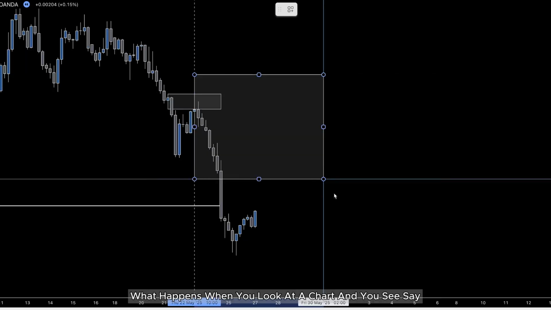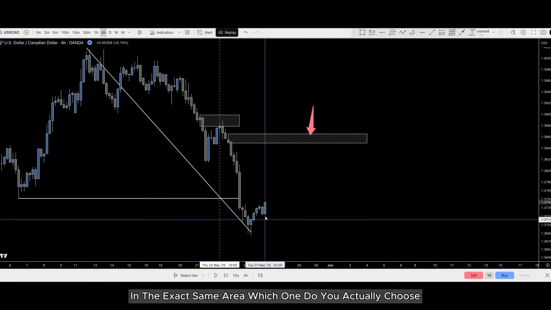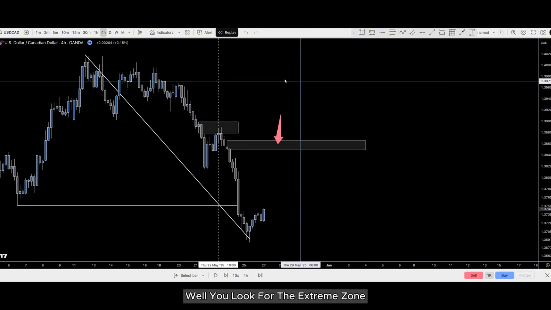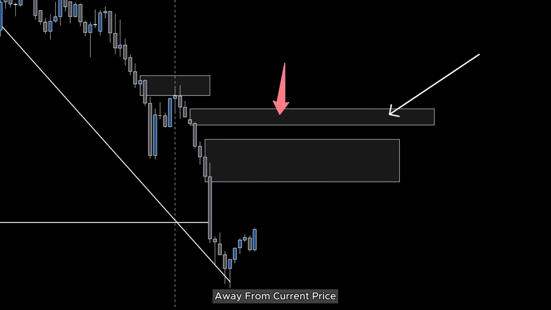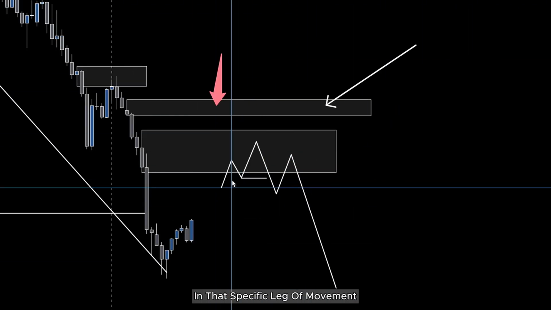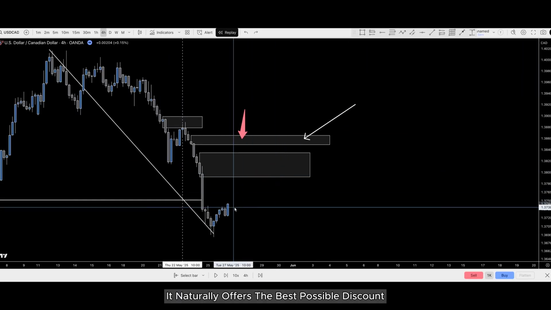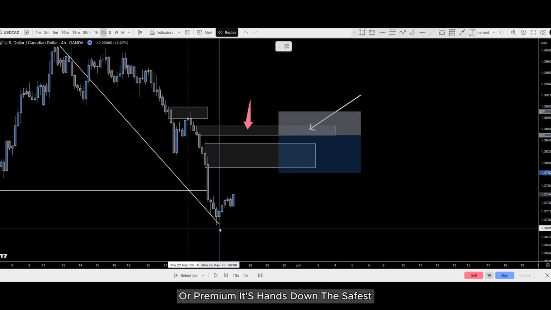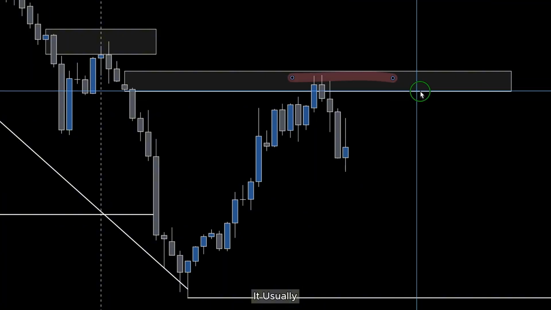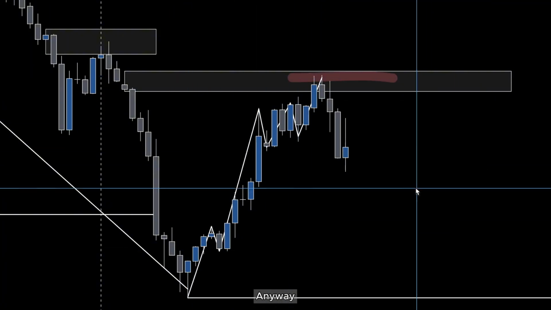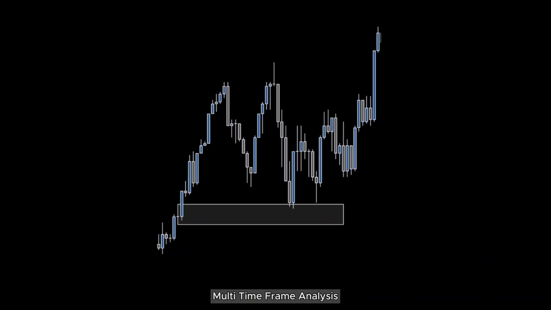But wait, what happens when you look at a chart and you see, say, 2 or 3 valid imbalance zones in the exact same area? Which one do you actually choose? Well, you look for the extreme zone. This is simply the furthest imbalance zone away from current price in that specific leg of movement. Because it sits at the absolute extreme, it naturally offers the best possible discount or premium. It's hands down the safest, highest probability place to set your limit orders. And look, if the extreme zone breaks, it usually just means the entire market trend is reversing anyway. Let's move on and see how this builds in section 4, multi-time frame analysis.